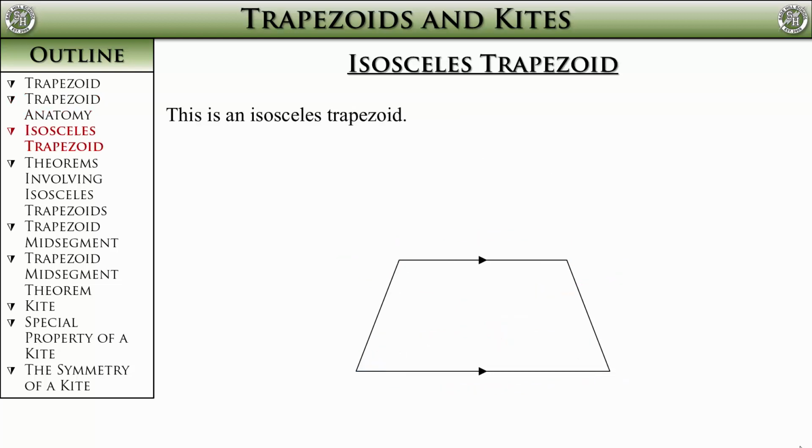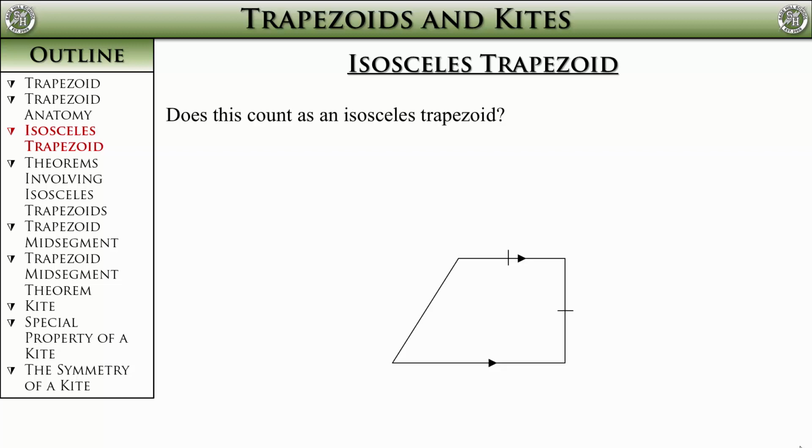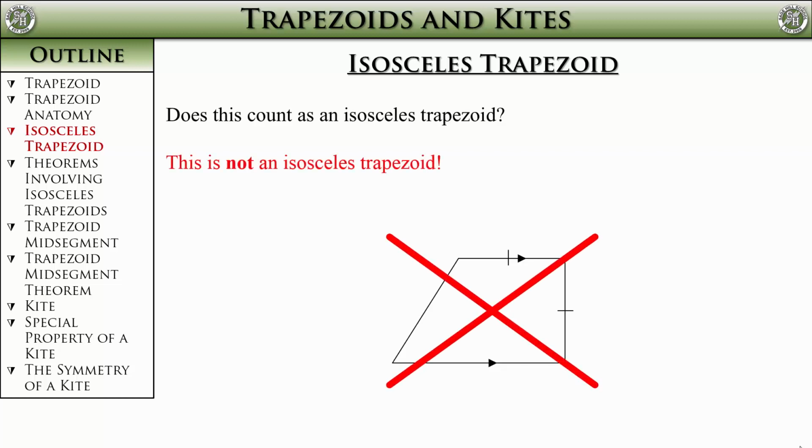The trapezoid I have largely been working with up till now happens to be an isosceles trapezoid. Two of the sides were congruent. Seems pretty straightforward, right? But how about this? Does this count as an isosceles trapezoid? What do you think? This one is often a bit harder for students. What's your guess? The answer is that this does not count. This is not an isosceles trapezoid.